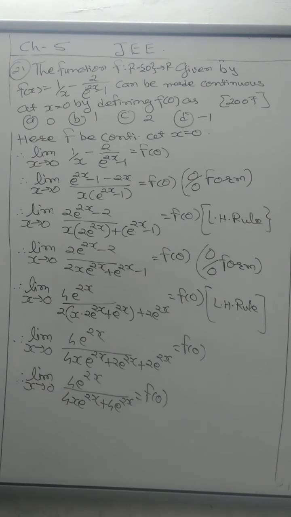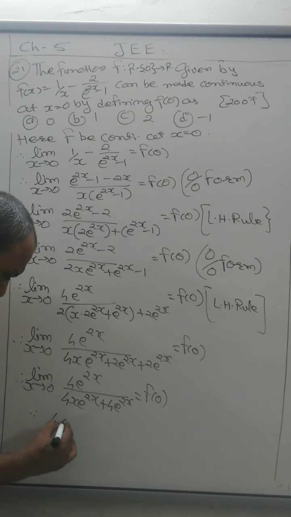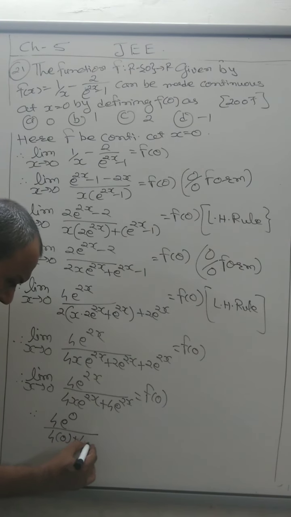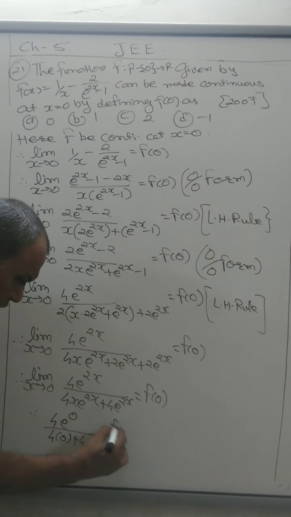Now here we just simplify it and find the answer, or we just put the value of the function. So now we put the limit, then we have 4e^0 upon 4 into 0 plus 4e^0 equal to f(0).